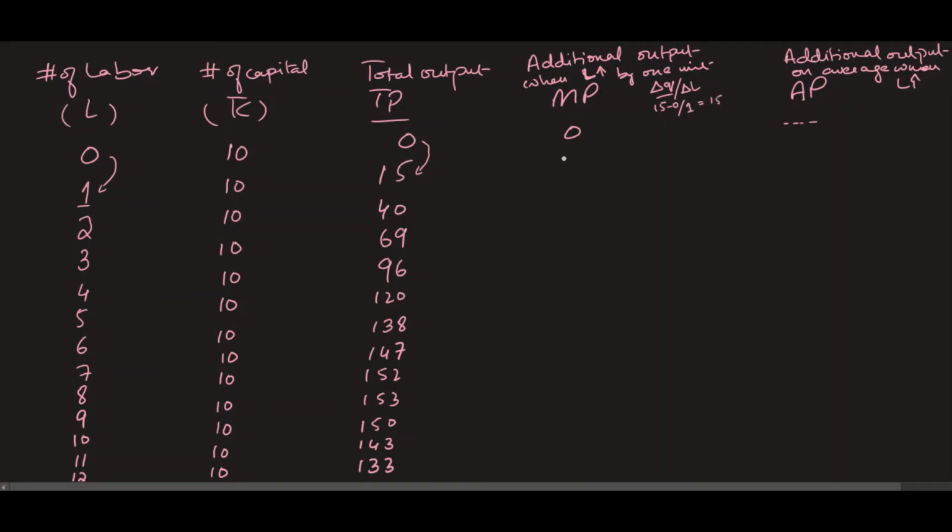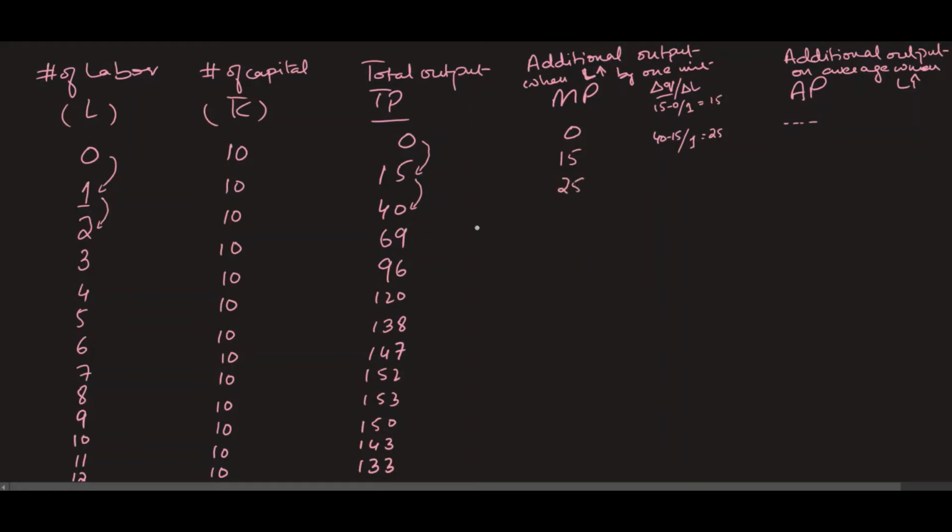Okay, and the answer is 15. Then I'm saying that I have hired another person, which is the second one, and the production has increased from 15 to 40. In this case, we first find the change in the total output, which is 40 minus 15, and the number of labor which has increased from 1 to 2 is again 1. So 40 minus 15 equals 25.